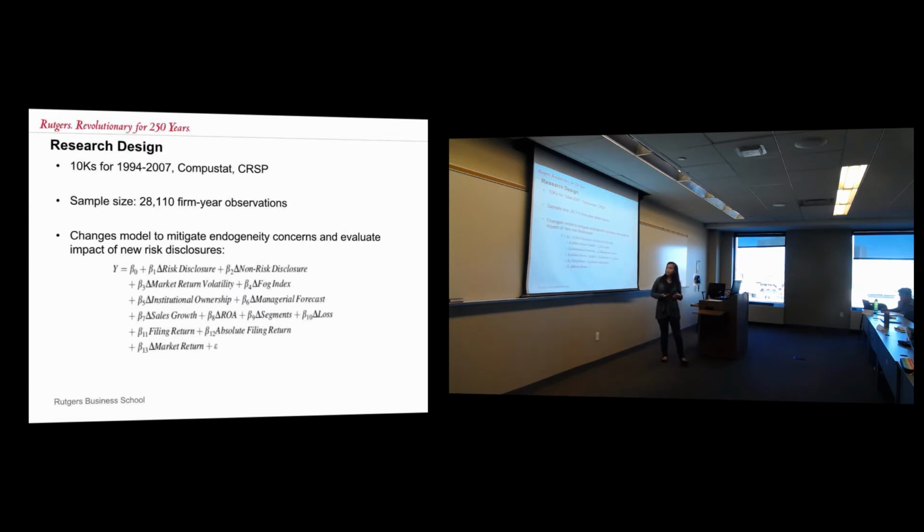So for the research design, they collect 10-Ks from 1994 to 2007, and they merge different databases from Compustat, CRSP, and then the analyst database, which I think is IBES. They have about 28,000 observations, and this is the model that they use. And then the Y, these are the proxies for risk perception by investors. So we have 3 different models that they run.